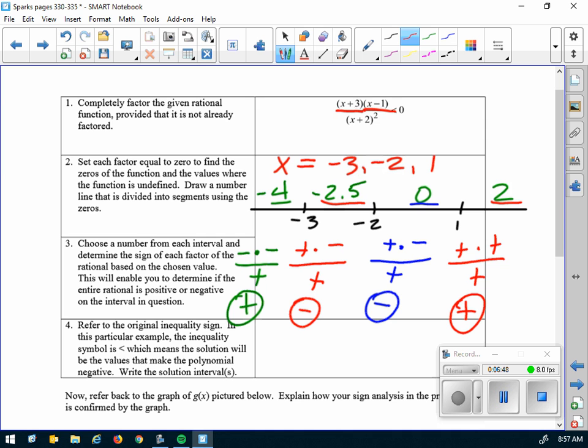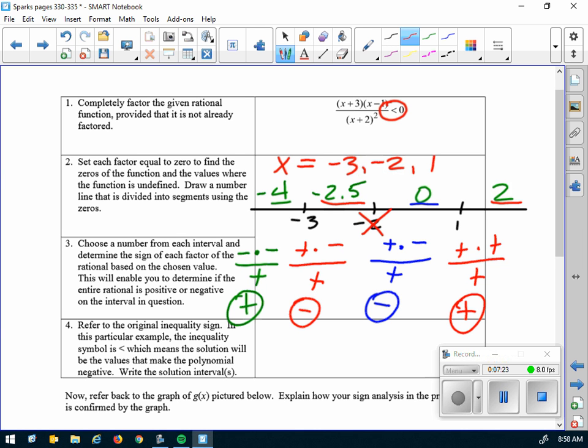Now, let's look back at the question. The question was, when is that fraction less than 0? Oh, there's one other thing we needed to do. Look at these critical numbers, -3, -2, and 1. Which of those, if any, makes the fraction undefined? -2 will not be an answer to anything because -2 is not even in the domain of this function because it makes it undefined. There's a vertical asymptote there.